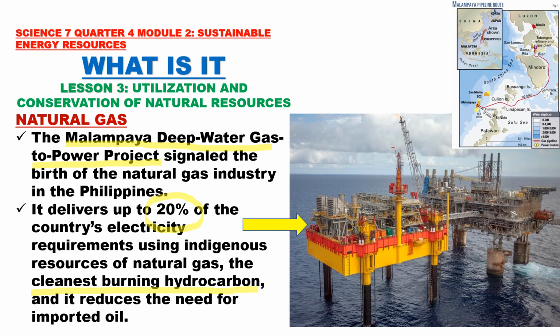The Malampaya Deepwater Gas-to-Power project utilizes state-of-the-art technology to extract natural gas from the depths of the Palawan Basin. It then processes the gas in a nearby shallow water production platform and transports it across three provinces through a 504-kilometer underwater pipeline. An onshore gas plant in Batangas receives the gas for further processing before it is sent to 5 power plant customers.